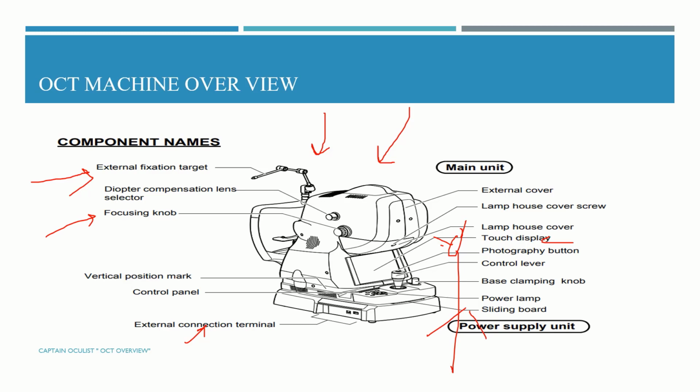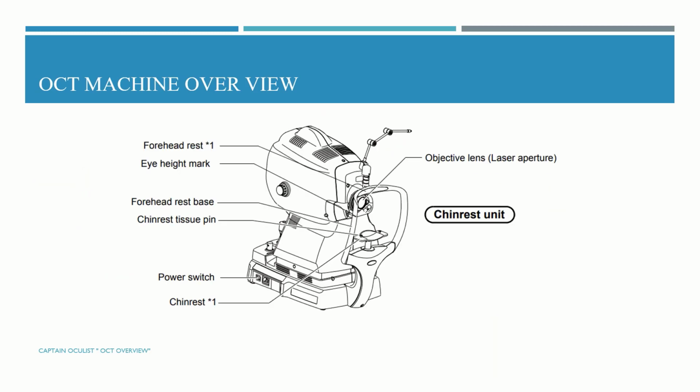So far so good, right? I hope you guys are learning something new today. So this is the back view that the patient sees. Right over here we have the chin rest. We have the objective lens, power switch on or switch off, and forehead rest. These are really important things.